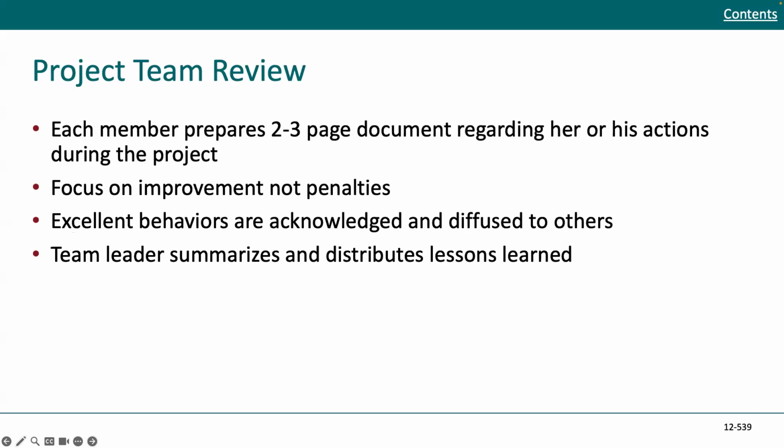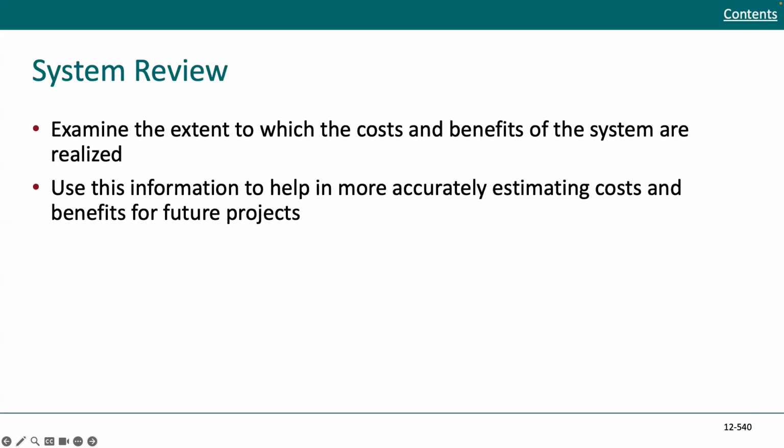For project team review, each member prepares a 2 to 3 page document regarding their actions during the project. You want to focus on improvements, not penalties. And excellent behaviors are acknowledged and diffused to others. And team leaders summarize and distribute the lessons learned. For system review, you want to examine the extent to which the costs and benefits of the system are realized. You can use this information to help in more accurately estimating cost and benefits for future projects.